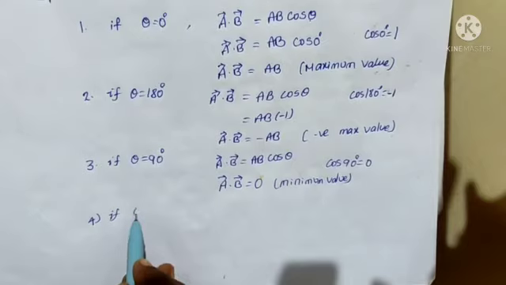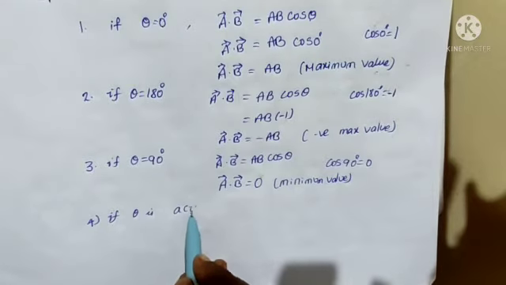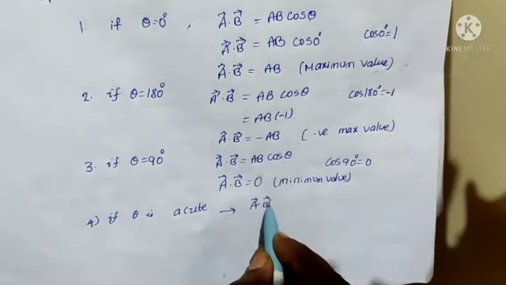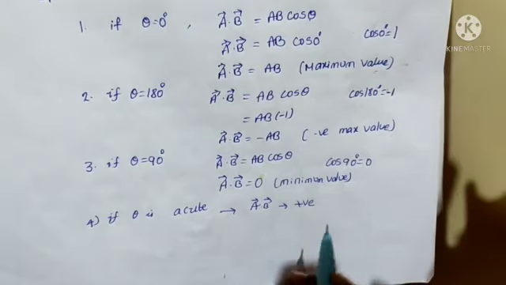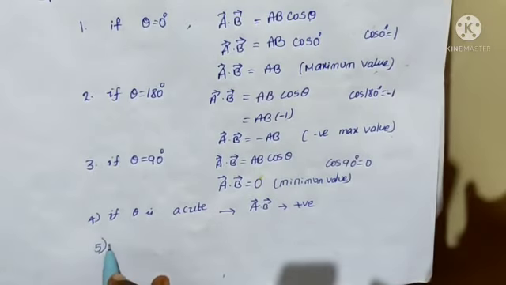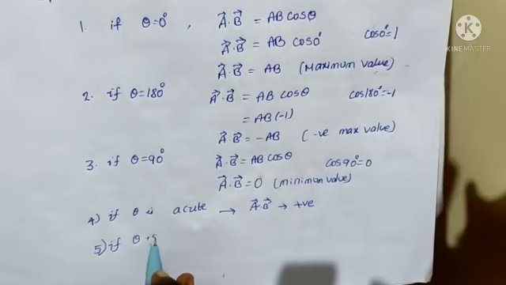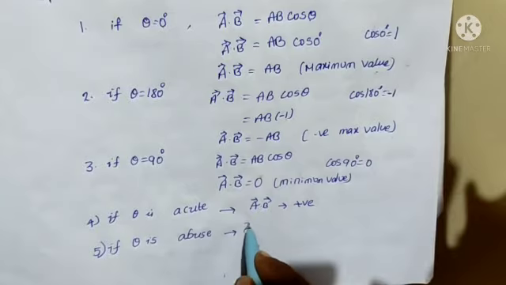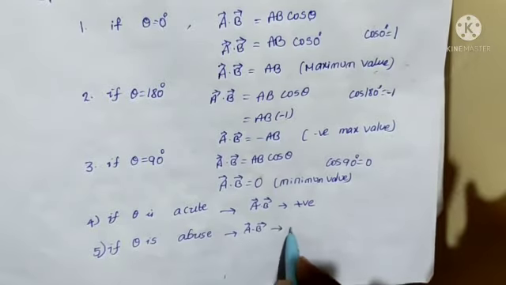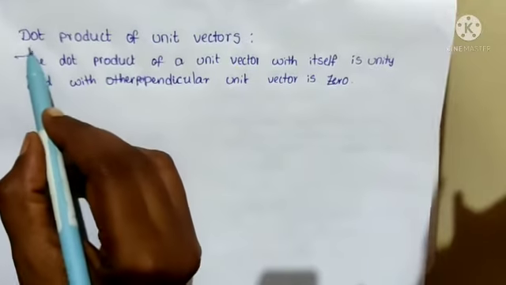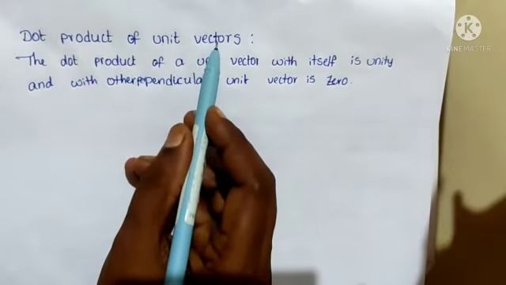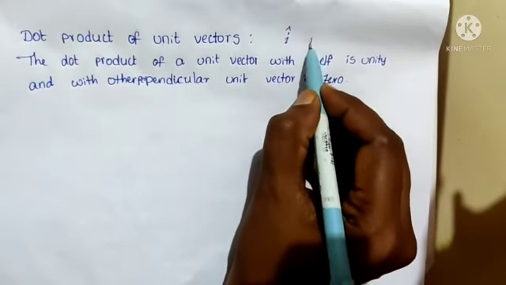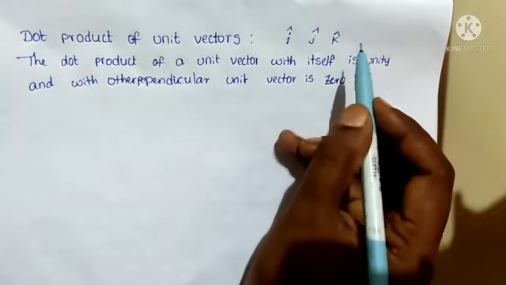Fourth one: if theta is an acute angle, the value of the dot product is positive. And if theta is an obtuse angle, the dot product of two vectors, that means a bar dot b bar, is a negative value. Now we can see how to do the dot product of unit vectors. Already we know unit vectors i, j and k are the unit vectors along the x-axis, y-axis and z-axis.